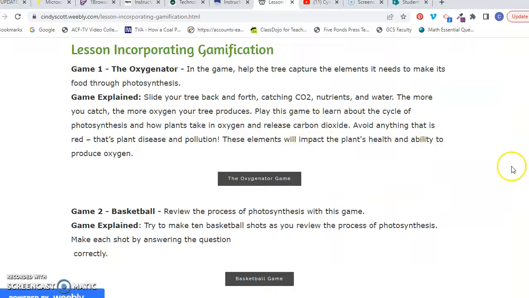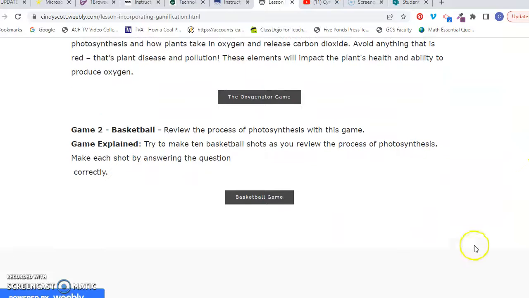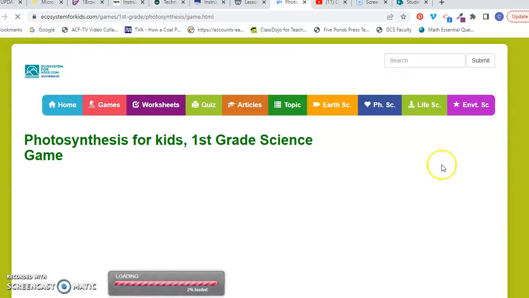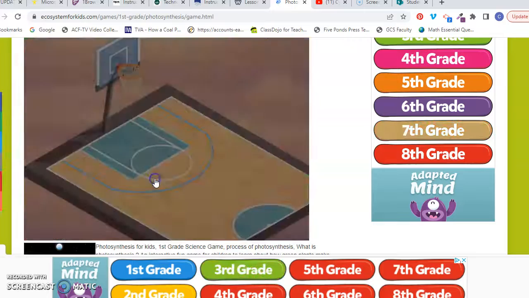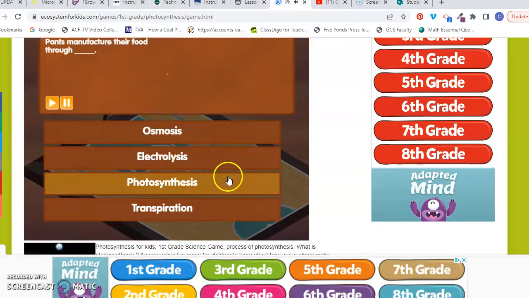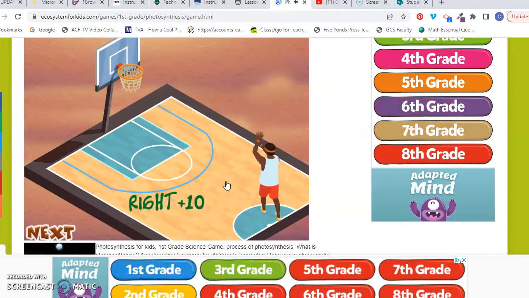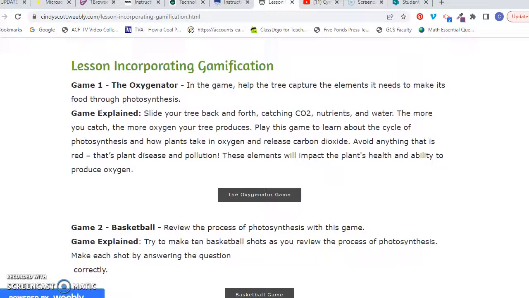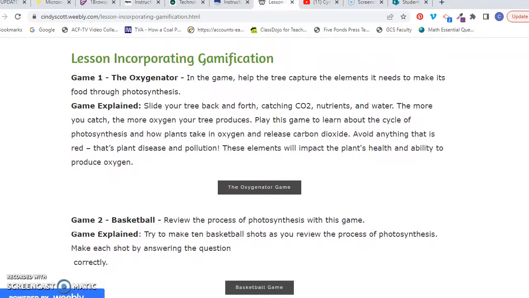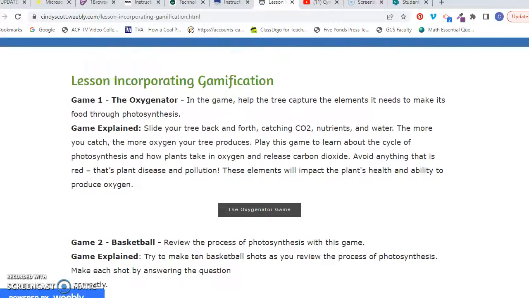And then the second game that I chose is just a simple basketball game. And it's really just a series of 10 questions where the students are answering the questions. And if they get the question correct, the ball goes in the hoop. Like here's the first question, and then they get points. So great review game there. Those were the 2 games that I had chosen for reviewing photosynthesis.